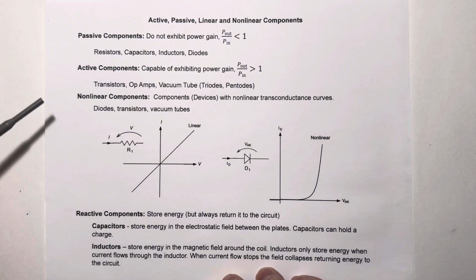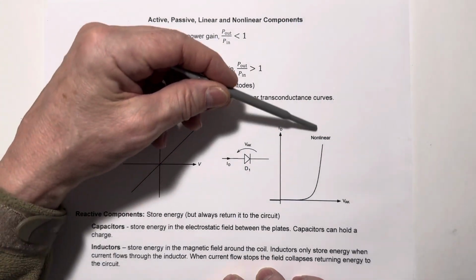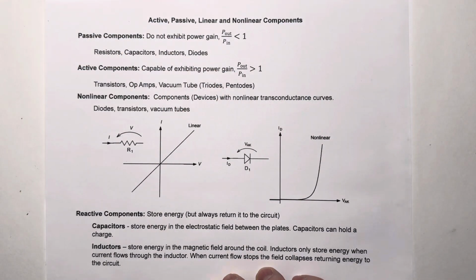Now, some of these devices are linear and some are nonlinear. The classic linear component is the resistor, where the current and voltage are related by Ohm's law, which is a linear equation. And the classic nonlinear device that we've talked about is the p-n junction diode, which has an exponential transconductance curve. Now, some components are reactive components, and these are components that store energy.